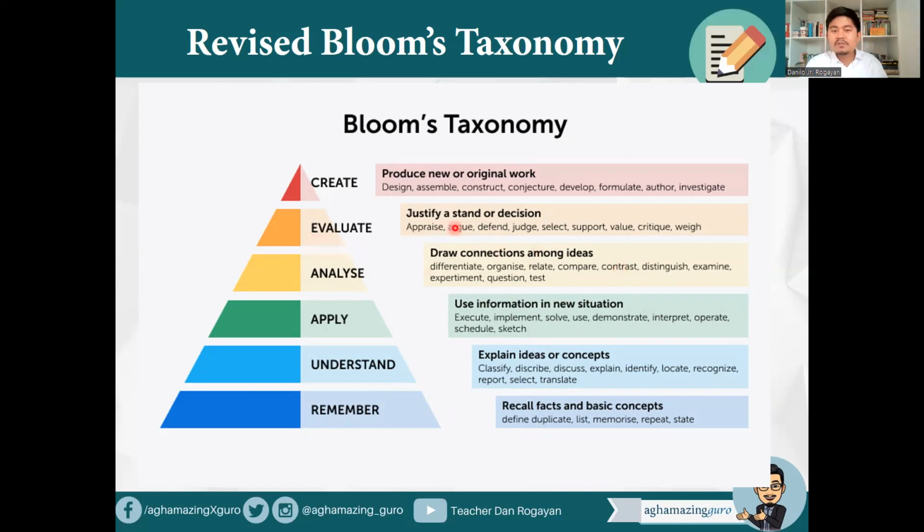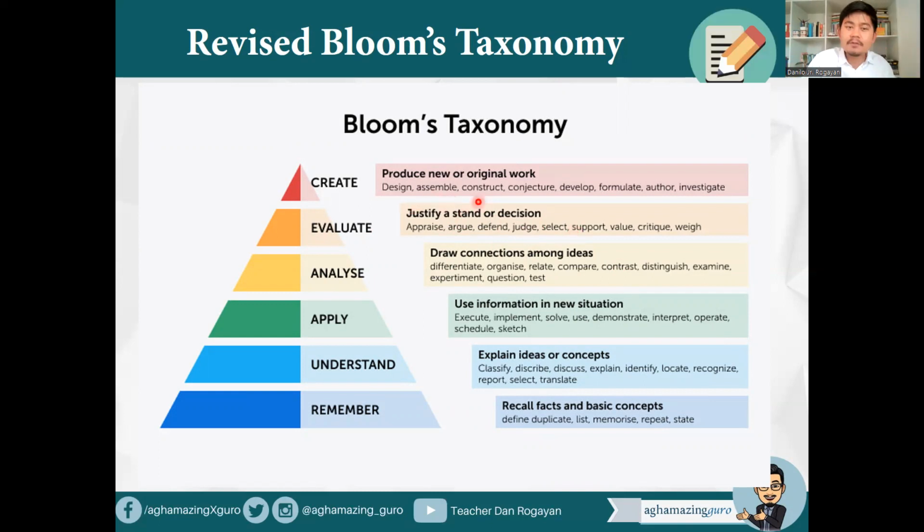Then evaluate is to justify a standard or decision. You evaluate, you judge, no? So when you see the word judge in the board exam, that is more of evaluation, weighing things out, trying to see, to evaluate, no, the pros and cons, for example, of a certain issue.